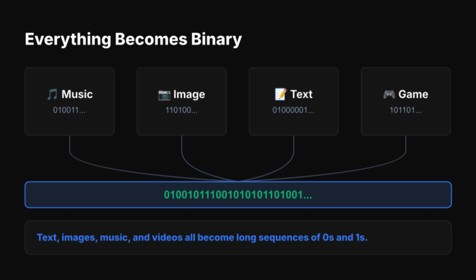Everything we've talked about so far leads to one powerful idea. No matter what you're using on your computer, it all has to be represented in binary, whether it's a song, a photograph, a text message, or even your favorite game. The computer converts all of them into long sequences of zeros and ones. To us, they look completely different, but to the computer, they're all just patterns of binary data. And because everything is represented the same way, computers can store it, process it, and send it using the exact same hardware.